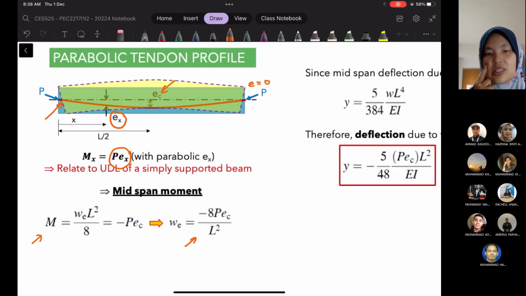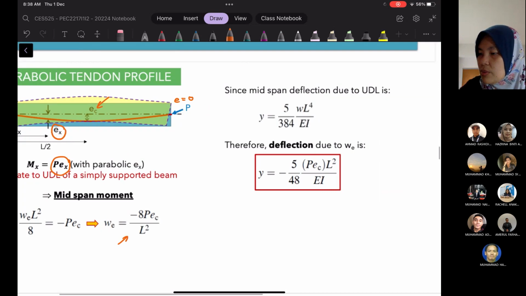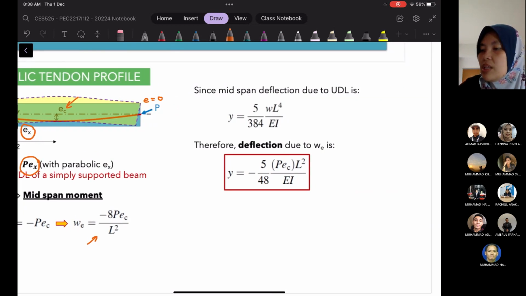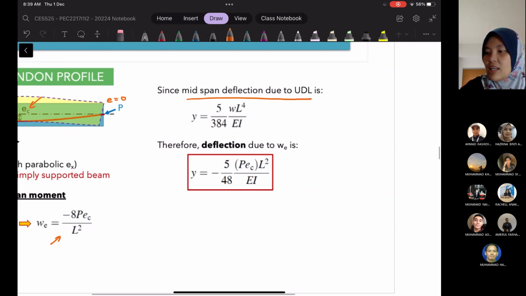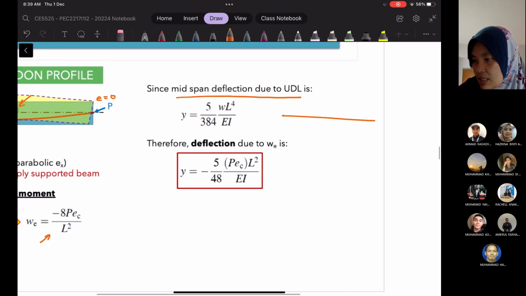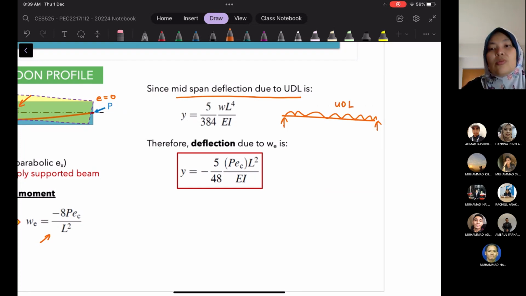So the eccentricity at the center divided by L square, right? This is what we are going to combine with the mid-span deflection that is due to UDL. So this UDL is the one on top of the beam. Basically, if we have a simply supported beam, then we are going to have the external UDL, so the loading is on top. At transfer, we consider this UDL as the self weight.